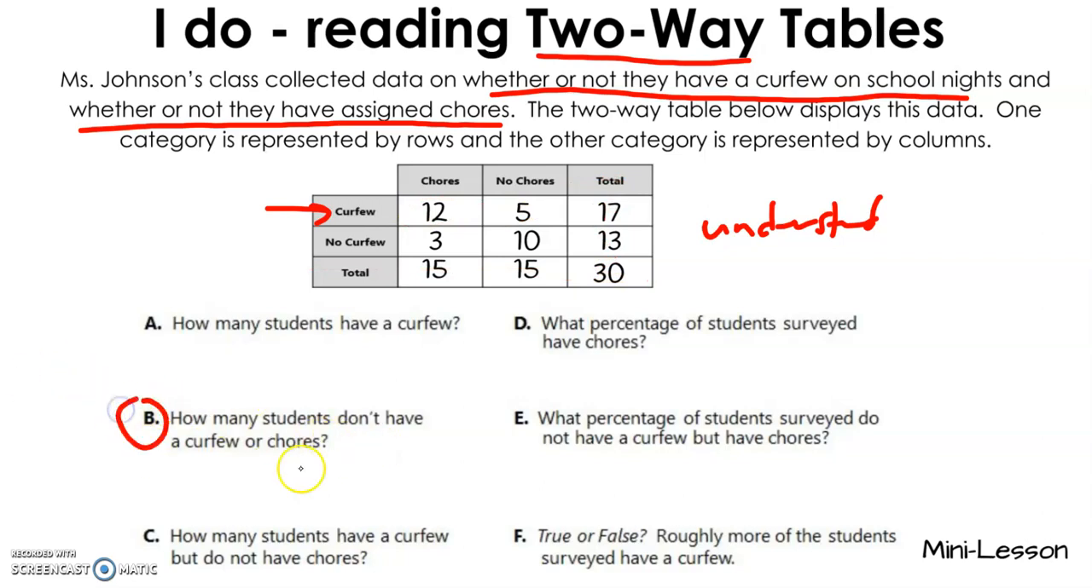B, how many students don't have a curfew or chores? So now you'll notice this one, I only asked about one question, the curfew question. Where I'm getting to now in B is I'm asking about both questions at the same time. How many students don't have a curfew or chores? So that would be the people who have no chores and no curfew. They are located here. It is those 10 people. So in that case, I only have to look in one box. That's what that one box means. No chores and no curfew. 10 people living the life right there, aren't they?